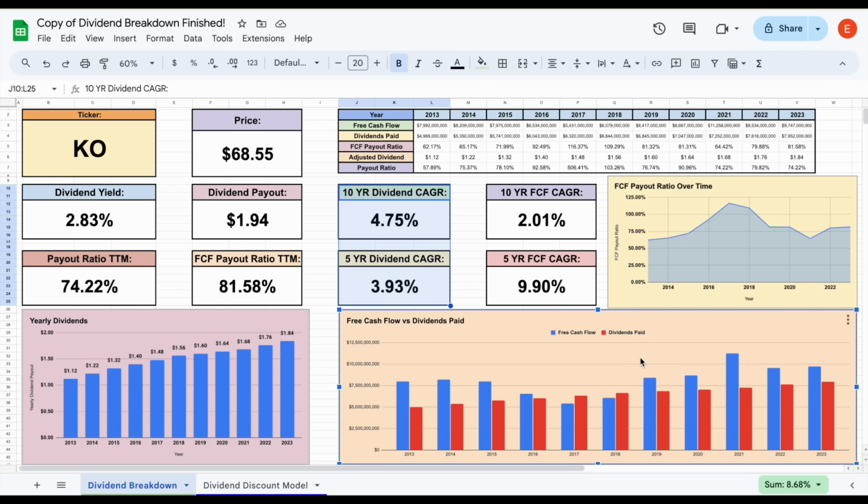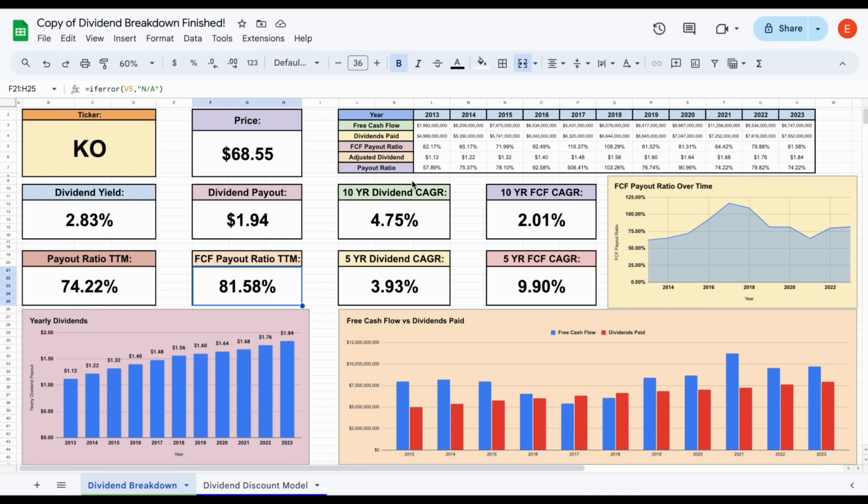Now, that being said, we can see the payout ratios are actually relatively high, payout ratio sitting at 74% and free cash flow payout ratio sitting at 81.58%. But overall, basically what I'm trying to say, again, Coca-Cola, the dividend payments are viewed as very safe and very secure and very, very predictable.